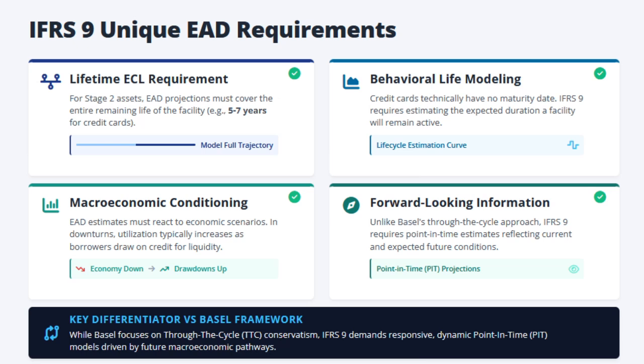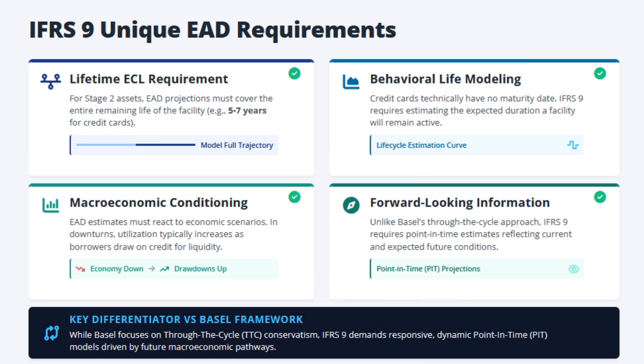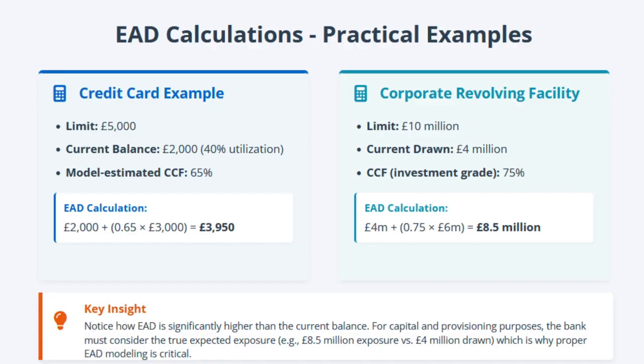Macroeconomic conditioning. Your EAD estimates must react to economic scenarios. In downturns, utilization increases as borrowers draw on the credit for liquidity. Your model must capture this relationship. Forward-looking information. Unlike Basel's through-the-cycle approach, IFRS 9 requires point-in-time estimates, which reflect the current and the expected future conditions.